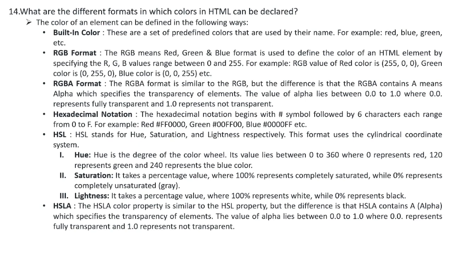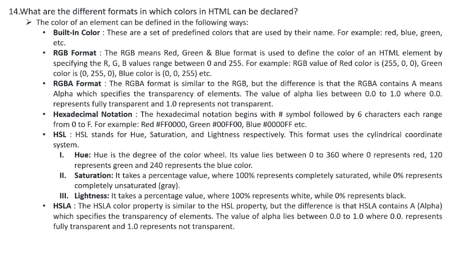Hexadecimal notation. The hexadecimal notation begins with hash symbol followed by 6 characters, each range from 0 to F. For example, red hashtag FF0000, green hashtag 00FF00, blue hashtag 0000FF, etc.